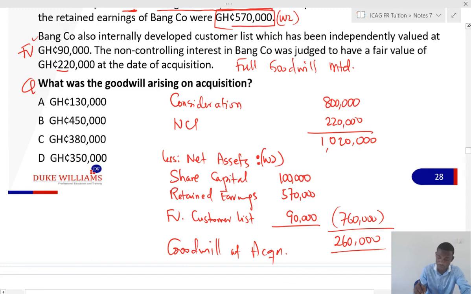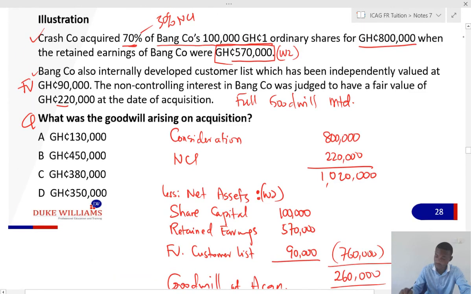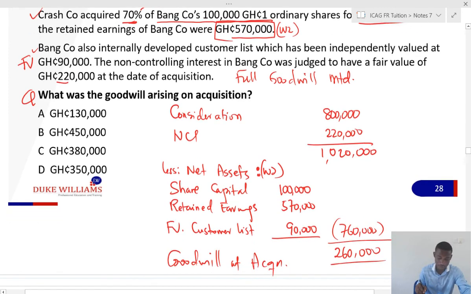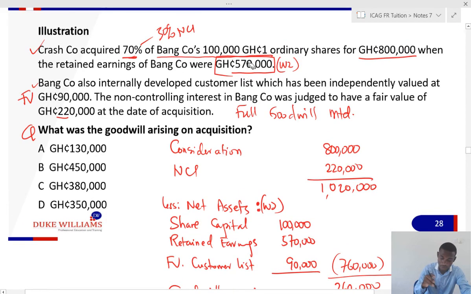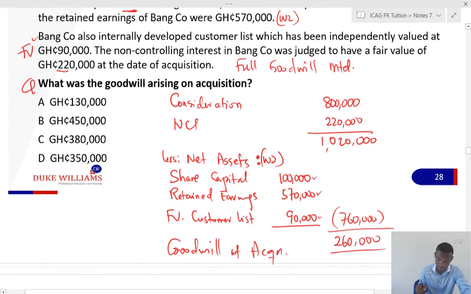So let's see. Let me look at that again. 800 plus 220 minus 760. Let me look at the detail again. The share capital, this is 100, it is here. The retained earnings is here. The customer list 90 is here. Alright, this is correct. The calculation is correct.